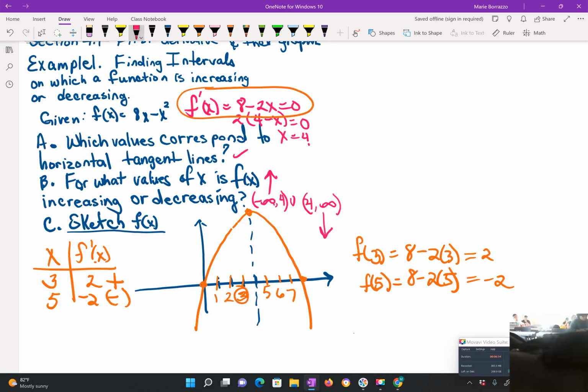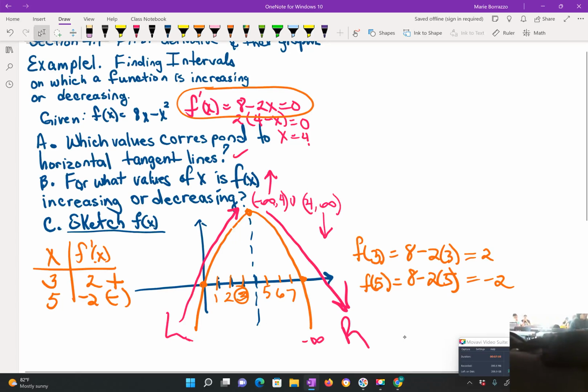Once again, left to right, what's going on? Left to right on this side of the 4, it's increasing. Left to right on this side of the 4, the function is decreasing. Okay, so remember, this is -infinity over here. This is -infinity over here. Reaching up to the top, from the top down. So that first derivative will help you.